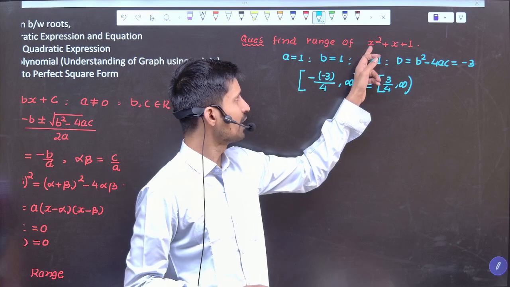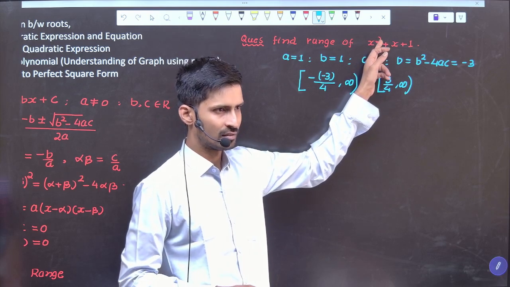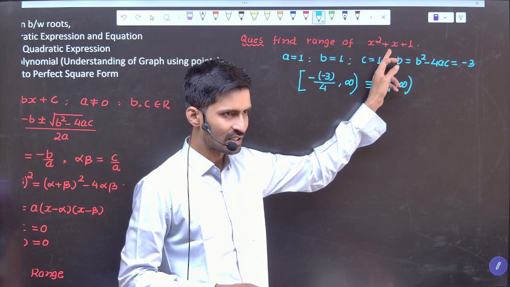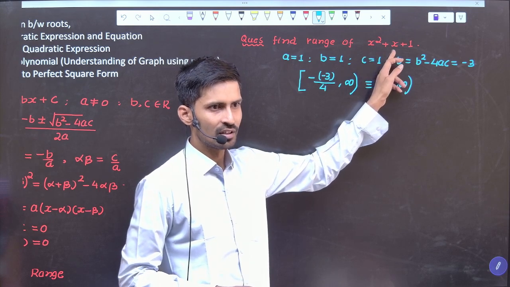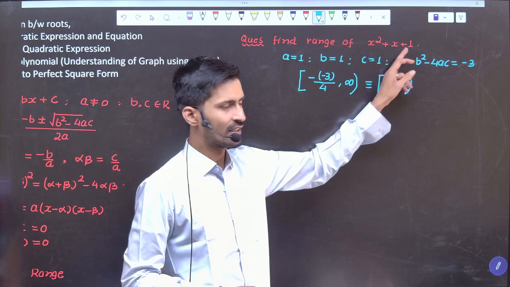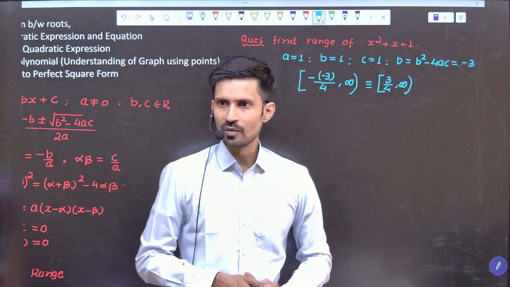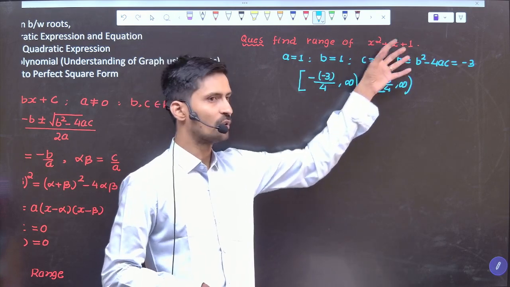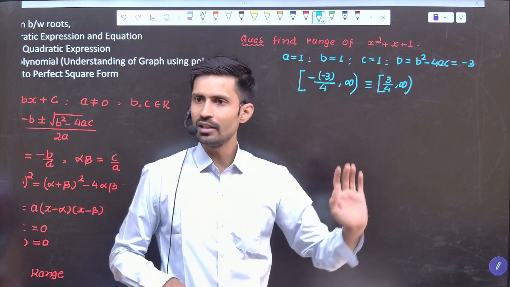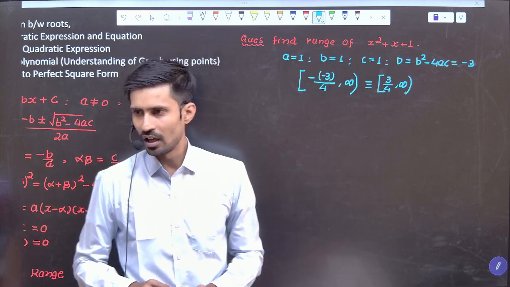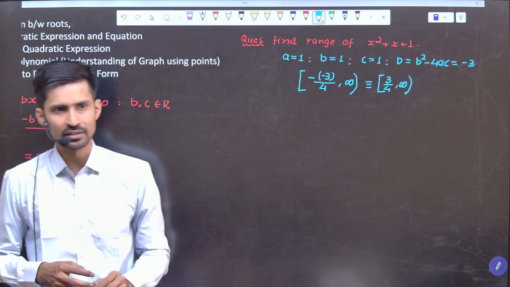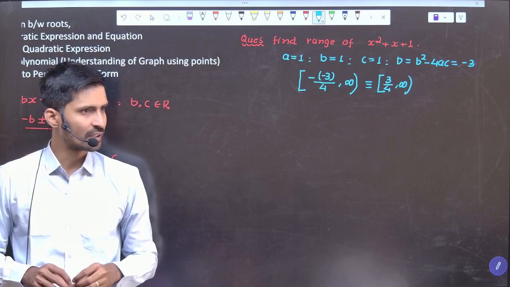Minus 1. Minus 1 square is 1, and this is minus 1, so 1 minus 1 is 0, plus 1. 1. Tell me, does 1 lie between 0.75 to infinity or not? Whatever input you give there, whatever output it gives, that will lie in this range only. That's all. Understood? Can we move to the next topic?